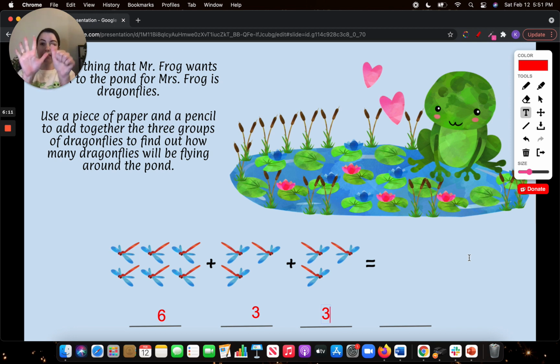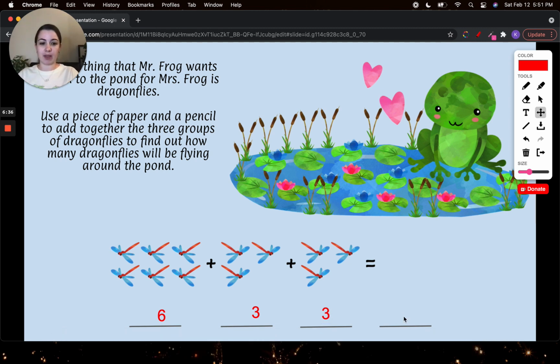So we start with 6 and we're going to add 3. So 1, 2, 3. And then we have 9. And then we need to add 3 more. So we're going to start at 9 and we're going to add 3 more. 1 makes 10. And then we need to take our hands away. And then we're going to add 2 more. 1, 2. And we get to 12. So we're going to go ahead and write that right here. Our final answer is 12.